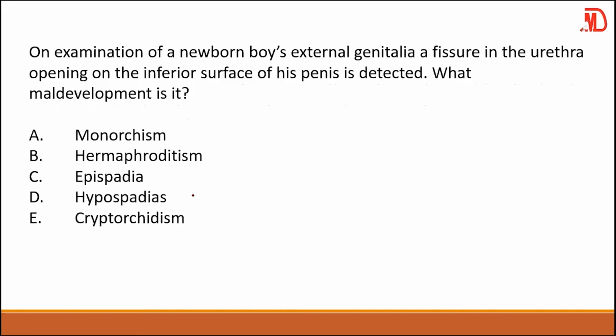On examination of a newborn boy's external genitalia, a fissure in the urethra opening on the inferior. Guys, we've discussed it already. We said if it is superior, we call it epi. If it is inferior, we call it hypo. That's all. So over here, we are looking at hypospadia. This is just a malformation, an opening that is not supposed to be there.